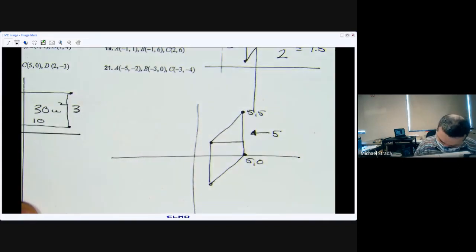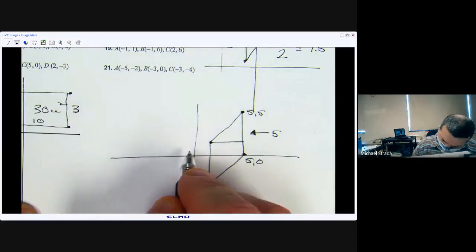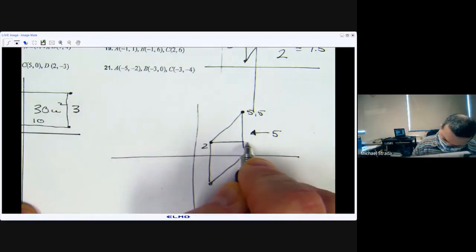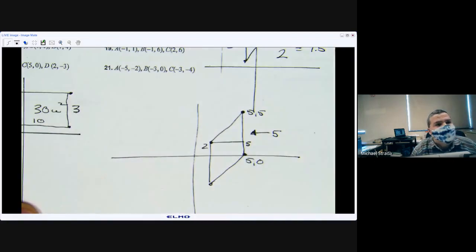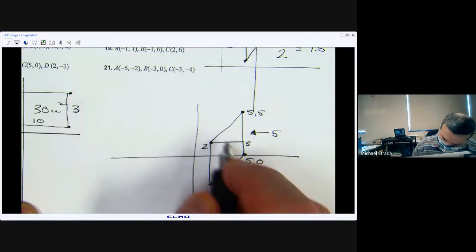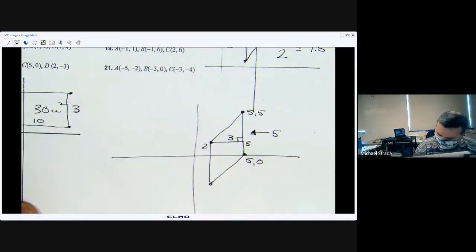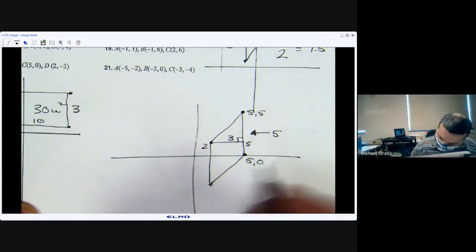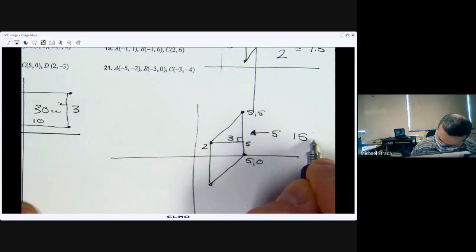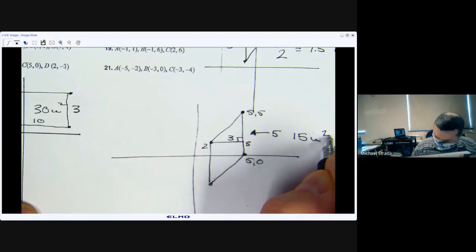All right, so now I'm going to look at the x-coordinates. The x-coordinate here is 2. The x-coordinate there is 5. How far is it from 2 over to 5? So the height would be 3. And so base times height would be 5 times 3, giving me 15 units squared.